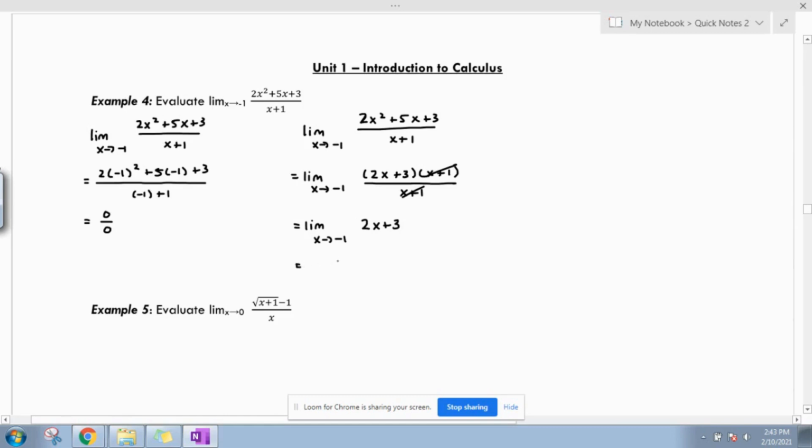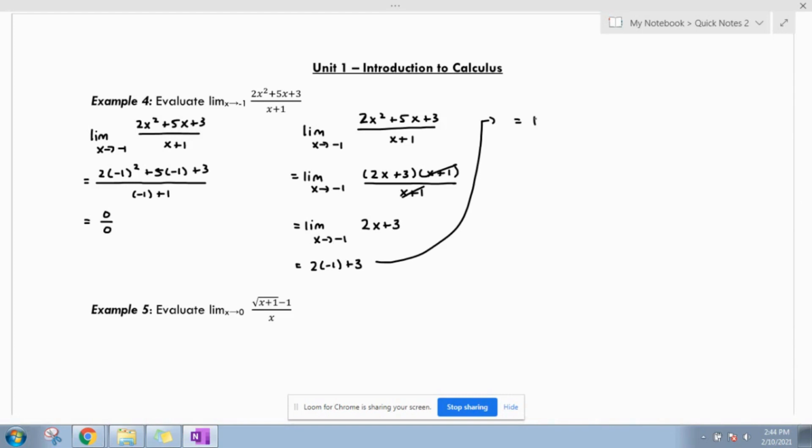Remember, the moment that you substitute your x value in, you're going to drop the words limit and x approaches negative 1. So you're going to do 2 times negative 1 plus 3. And if I simplify that, that's going to give me positive 1. So the limit as x approaches negative 1 for (2x squared + 5x + 3) all over (x + 1) is simply 1. And we had to use factoring here to help us.